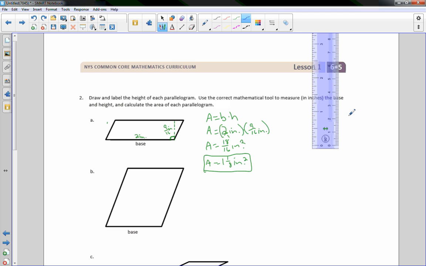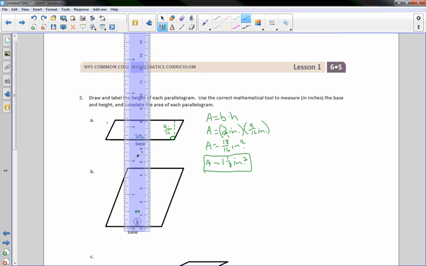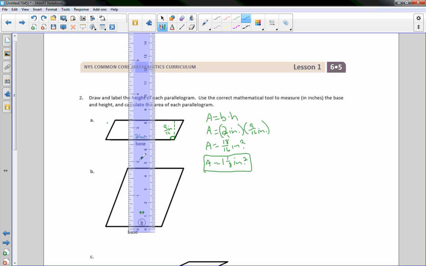Okay, so let's try this again. Since my ruler is already vertical, I will line it up here and draw a dashed line for my height. Okay, and that is a right angle, just to remind you that that's what heights are. It's perpendicular to the base. They form a 90-degree angle.